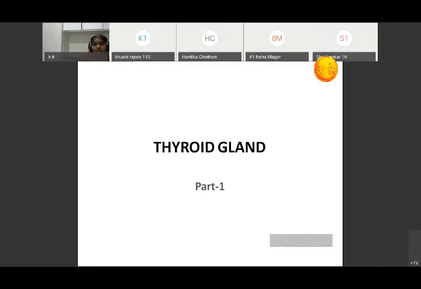The thyroid gland is situated in the middle of the neck on either side of the trachea. Its weight is 20 to 40 grams. It has two lobes, and they are connected by the isthmus. This is the anatomical position of the thyroid gland.